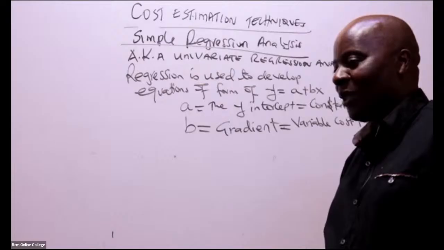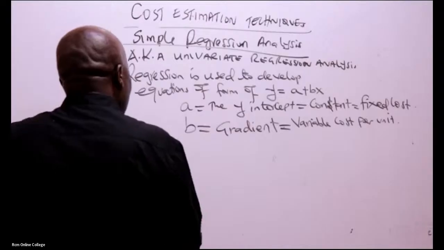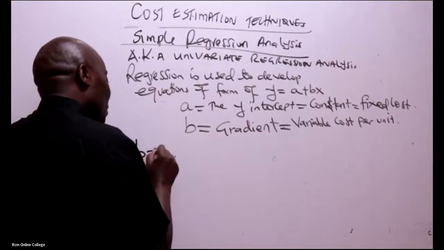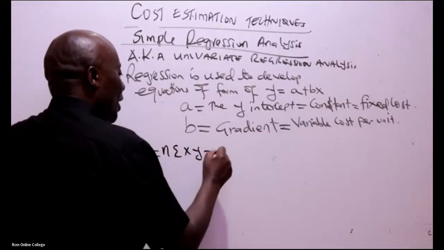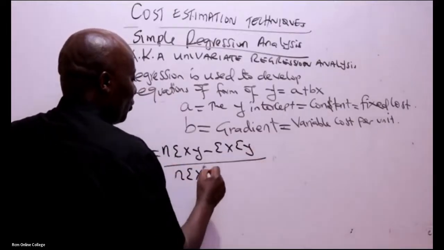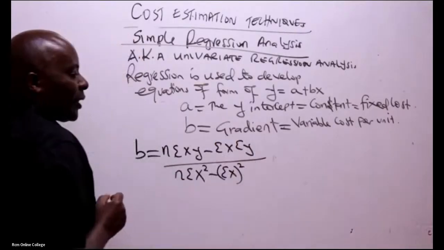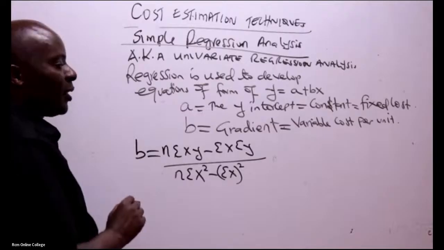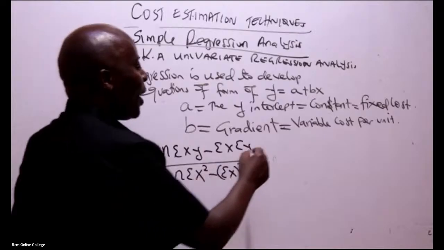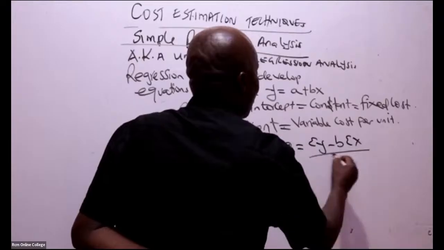Let's accommodate everybody. And remember, ladies and gentlemen, that regression analysis gives us the methodology for getting B and A. If you remember very well, using regression to get B, we take n summations of xy minus sum of x, sum of y, all over n summations of x squared minus summation of x, squared. That's how we get the gradient. And then to get the y-intercept A, we will take summation of y minus b summation of x, divided by n.